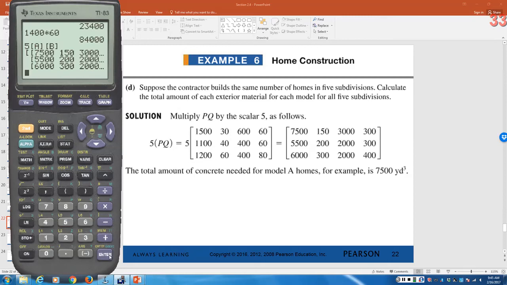Now, it seems like we've eaten up a lot of time doing this problem. You're thinking, okay, there's no way she's going to get done with 2.5. 2.5 is really fast because it is all, once again, calculator.